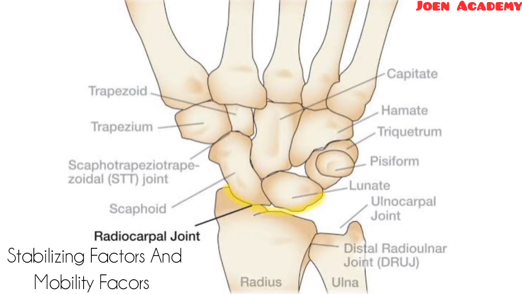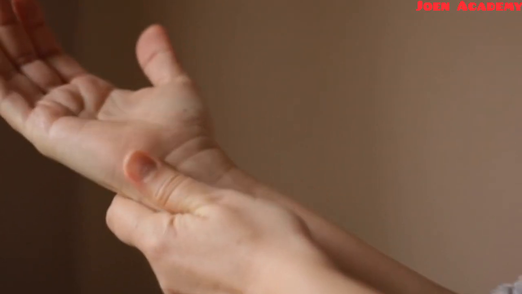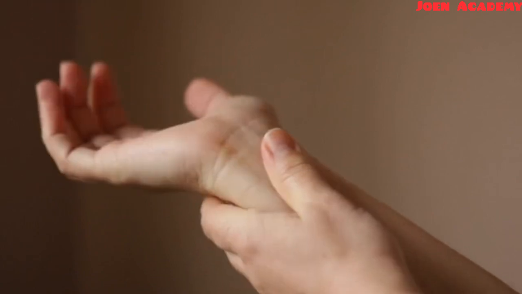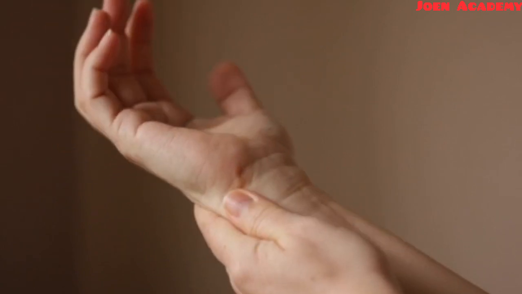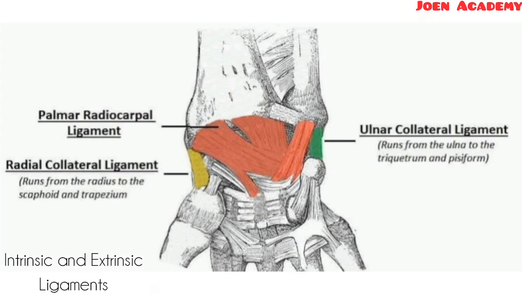Let's look at some of the stabilizing factors and also some of the structures that aid in the mobility of the joint. The wrist joint is a highly mobile joint that allows the hand to move in several directions. Because of this, the wrist joint can easily be injured. The wrist joint does maintain some stability due to intrinsic and extrinsic ligaments.